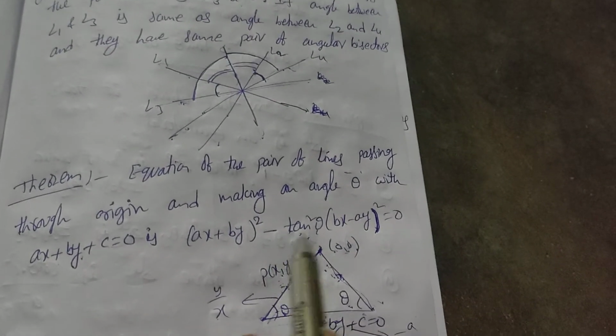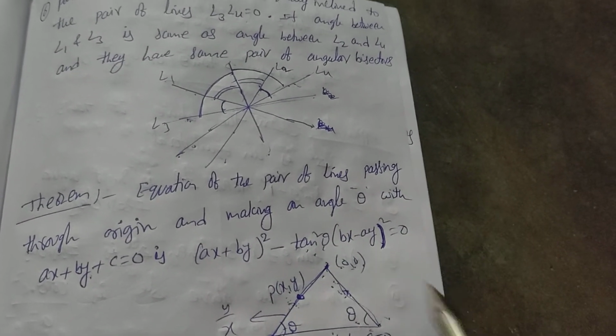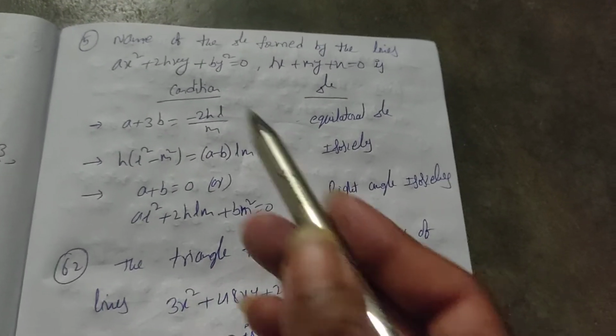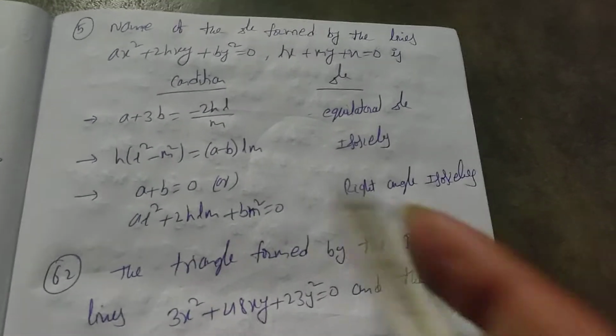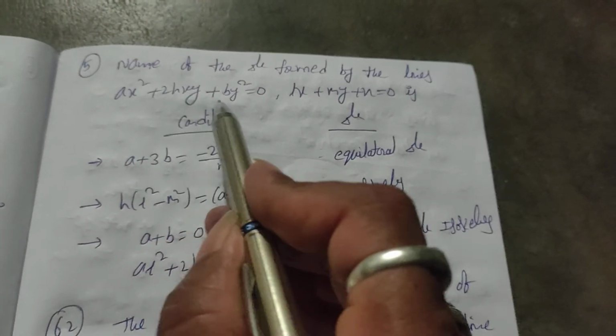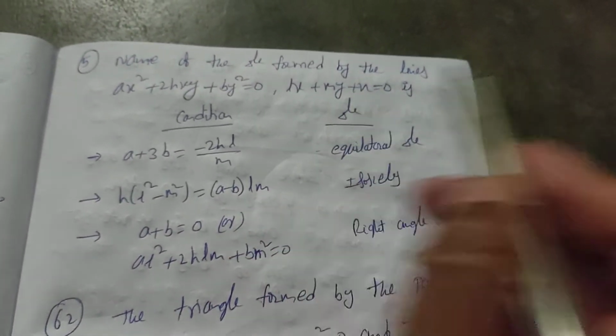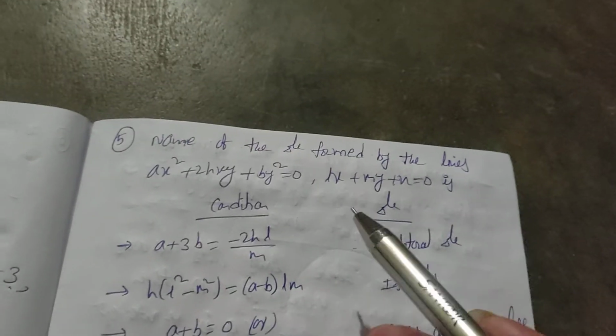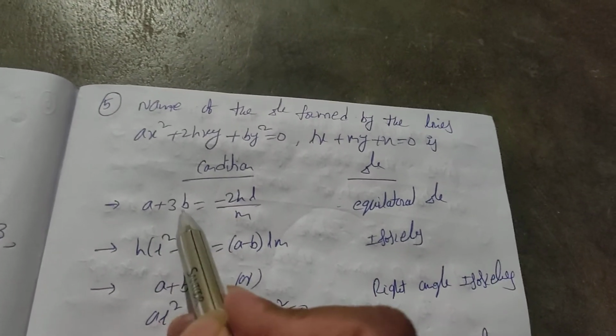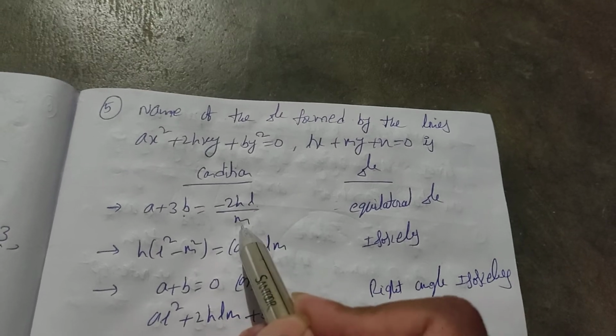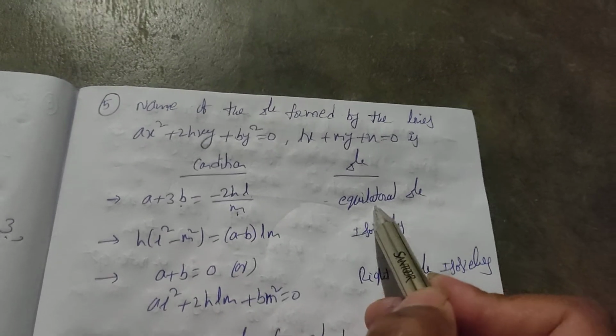Okay, this is one way to say it is right angle or isosceles or whatever it may be. Right angle isosceles, this is another way. So it is very easy if you remember the formula. If ax² + 2hxy + by² = 0 and lx + my + n = 0, if these three make a triangle, any triangle, then if a + 3b = −2hl/m, it is an equilateral triangle.